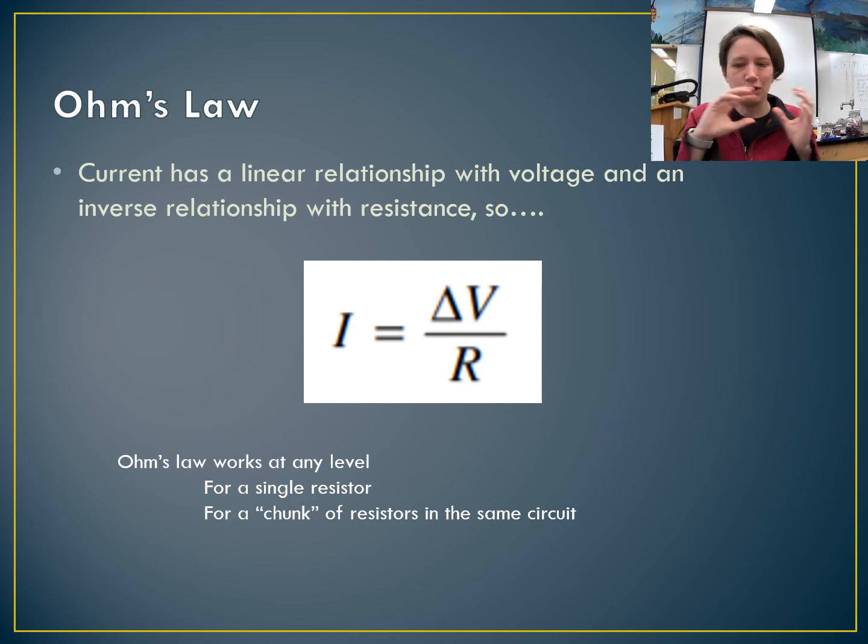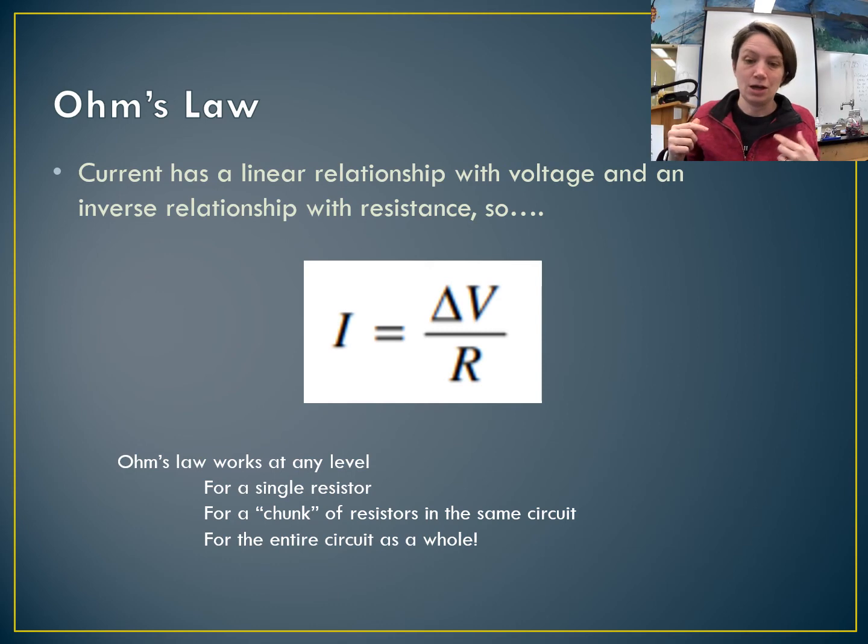So the current through a chunk of resistors is equal to the voltage change in that chunk divided by the resistance of the whole chunk. And it's also true for the entire circuit. So the current in the whole circuit, usually defined as the current that's coming out of the battery pack, is going to be equal to the voltage change in the circuit as a whole divided by the resistance. So, really useful equation. Obviously, we're going to be working with it a lot.